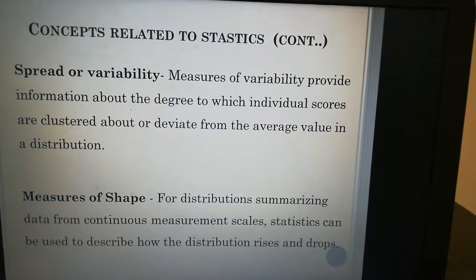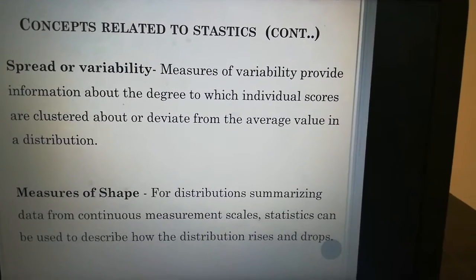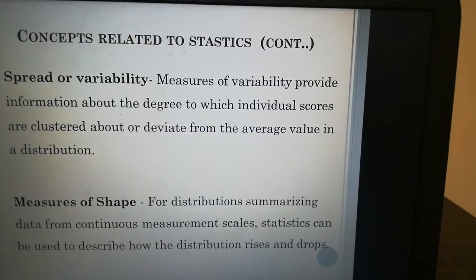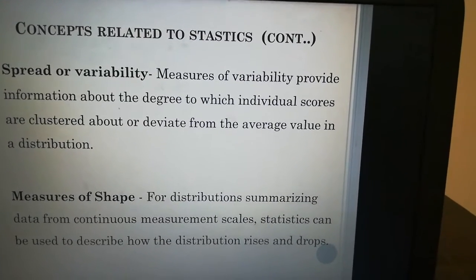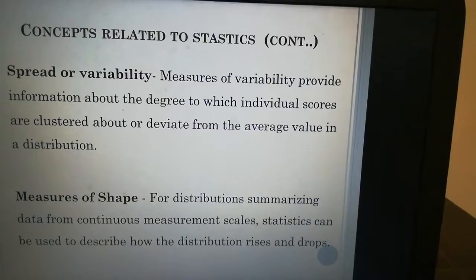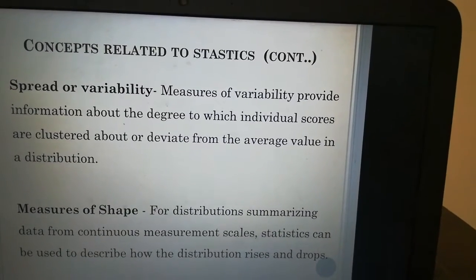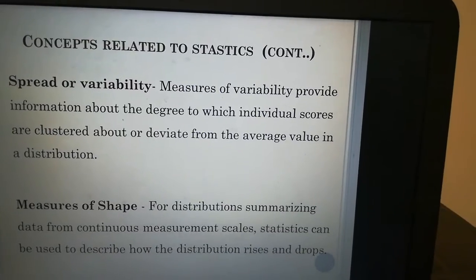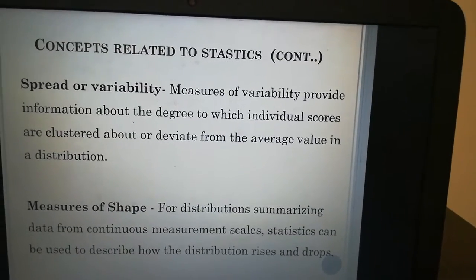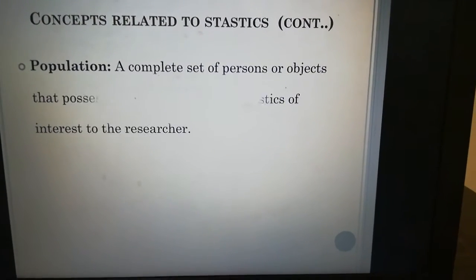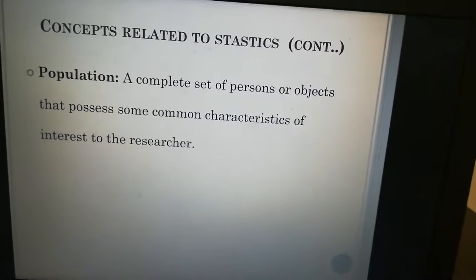The other one is measure of shape. Summarizing the data from a continuous measurement scale, it describes how the distribution rises and drops, like kurtosis, skewness, symmetry. All this comes under this category.